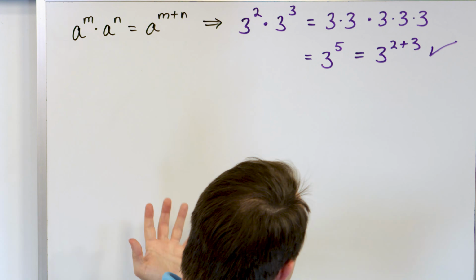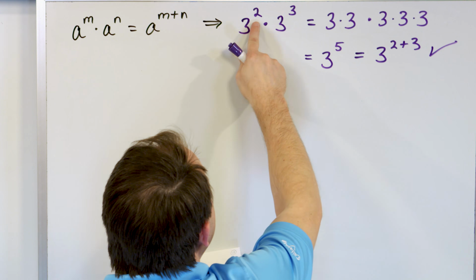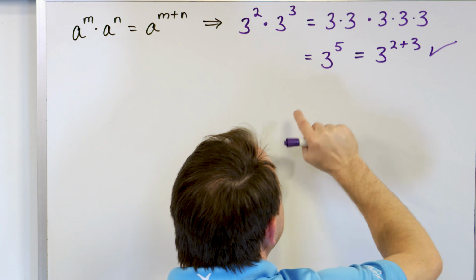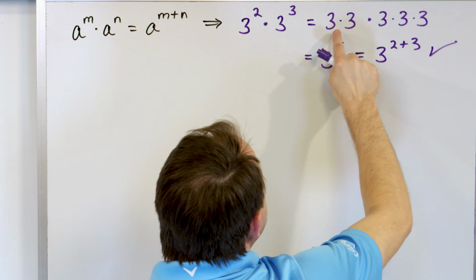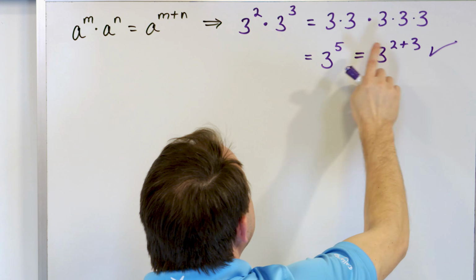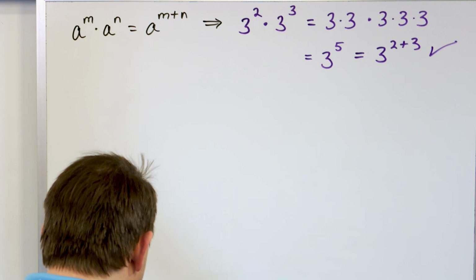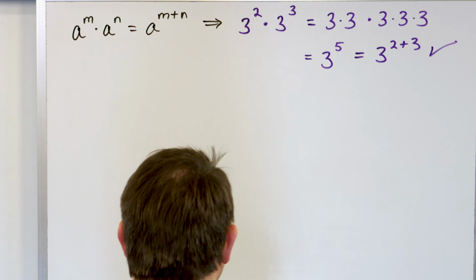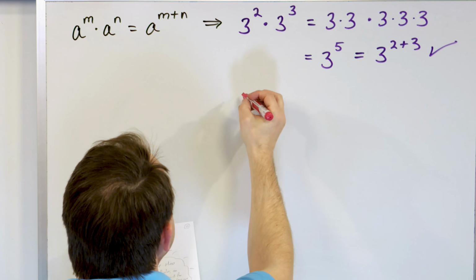So 3 to the 5th. And the reason why is because this is itself multiplied 2 times, and this is itself multiplied 3 times. And since they're all multiplied, then you would just have 3 to the 5th power, which is the same as adding them together. So I hope you can see why this rule actually works. Now let's take more of an algebraic example next.